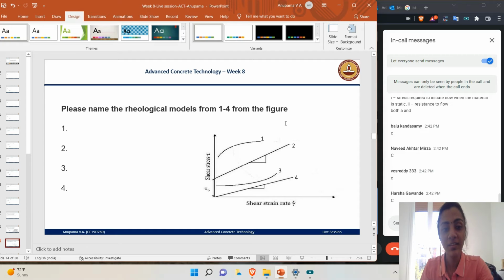Please name the rheological models from 1 to 4 from the figure. So here it is correctly given 1, 2, 3, and 4. You have to name them. So you can put it in the chat box as 1 is so and so, 2 is so and so. I'll give some time for that.